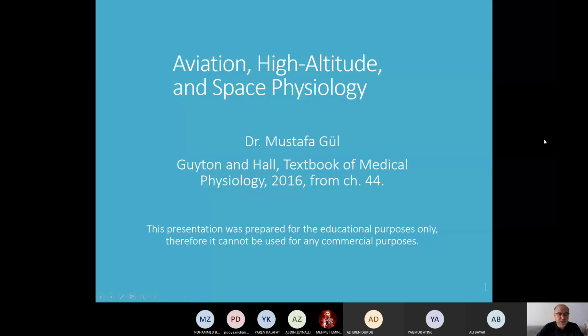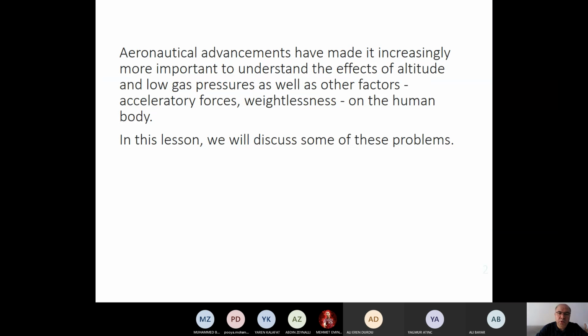Okay, in this part, we are going to learn about aviation, high altitude, and space physiology. Aeronautical advancements have made it increasingly more important to understand the effects of altitude and low gas pressures, as well as other factors, acceleratory forces, weightlessness on the human body.